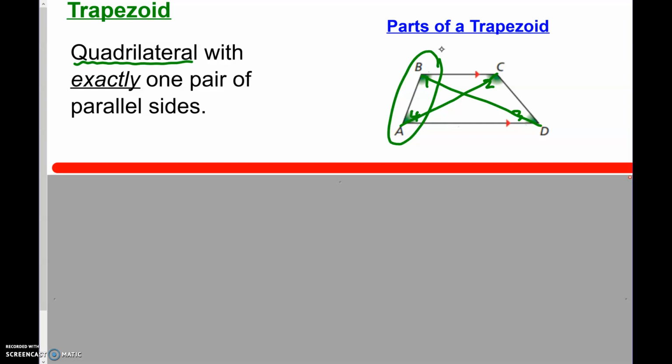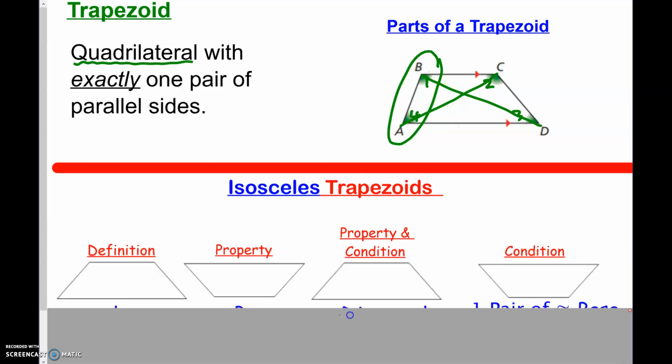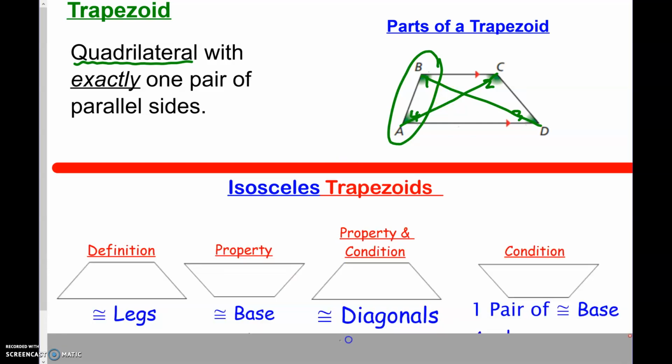Okay, now we also have a special trapezoid called an isosceles trapezoid. And what that happens is the non-parallel sides, if we get them congruent, then that is your isosceles trapezoid. So an isosceles trapezoid is a trapezoid. So it has everything that your trapezoid has, one pair of parallel sides with congruent legs. Okay, and the legs are the non-parallel sides.